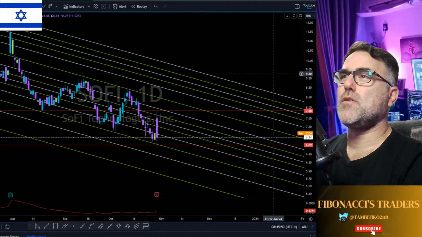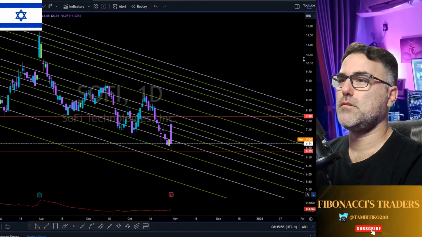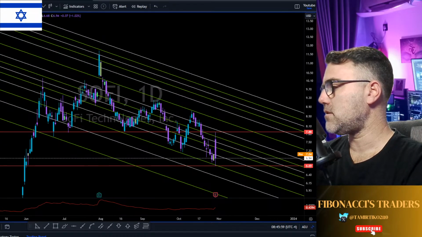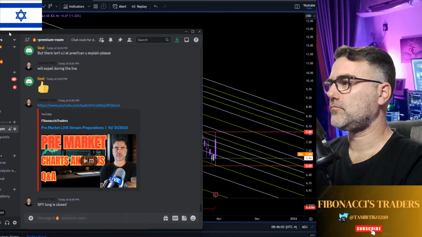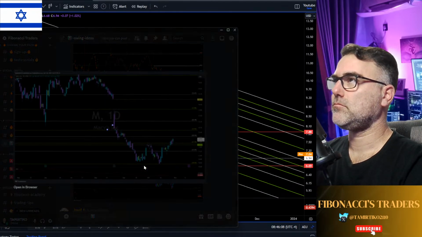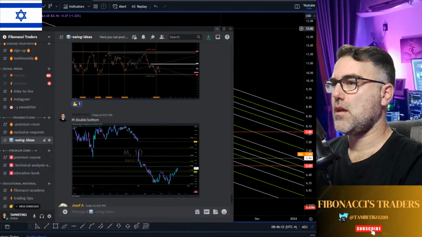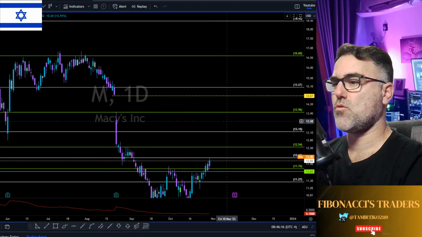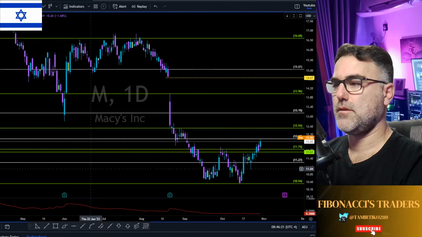Hi, offer. Is it possible to look at the share M for long? Yeah. Yesterday I posted in the swing ideas in the Discord. Swing ideas, M. Here you have everything in the Fibonacci Traders Discord. You have support, guidance, Q&A.